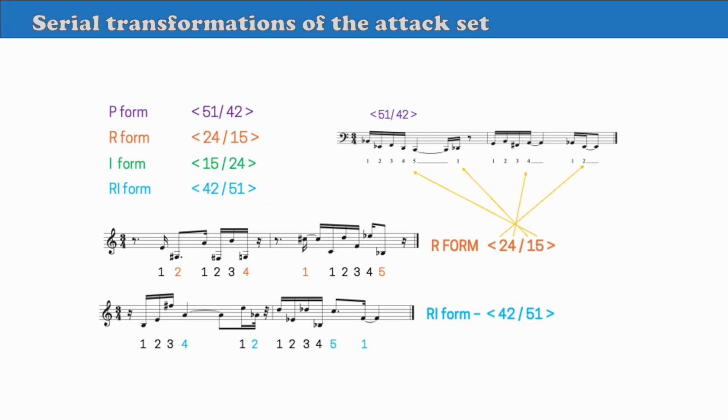Retrograde form of the attack set simply reverses the order of elements in the prime form, as shown with arrows, whereas the retrograde inversion inverts the retrograde in mod 6. These 4 forms of rhythmic attack set correlate with 4 serial operations we customarily denote with prime, inversion, retrograde, or retrograde inversion.